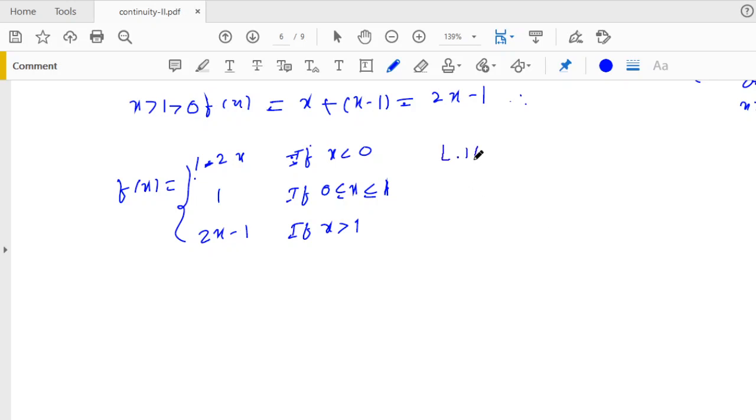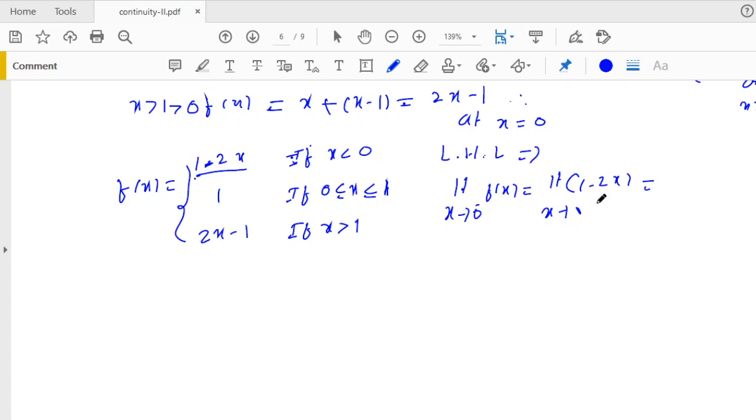Therefore the left hand limit at x equal to 0, LHL equal to limit x goes to 0 minus f of x. When x approaches to 0 from left side, that means x is less than 0. Therefore when x is less than 0, the function value equal to 1 minus 2x. Now substitute limit value. Therefore 1 minus 2 into 0 equal to 0. This value equal to 1.